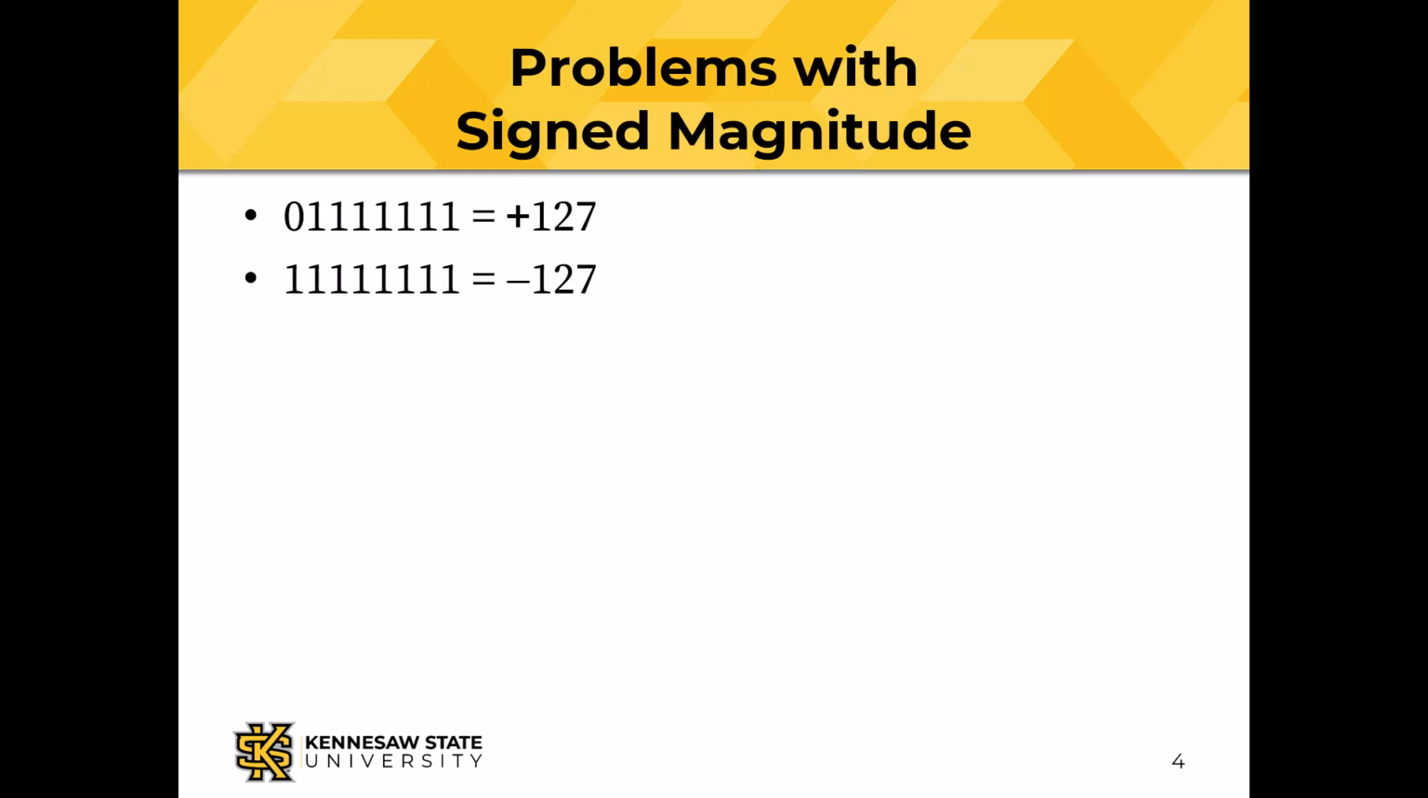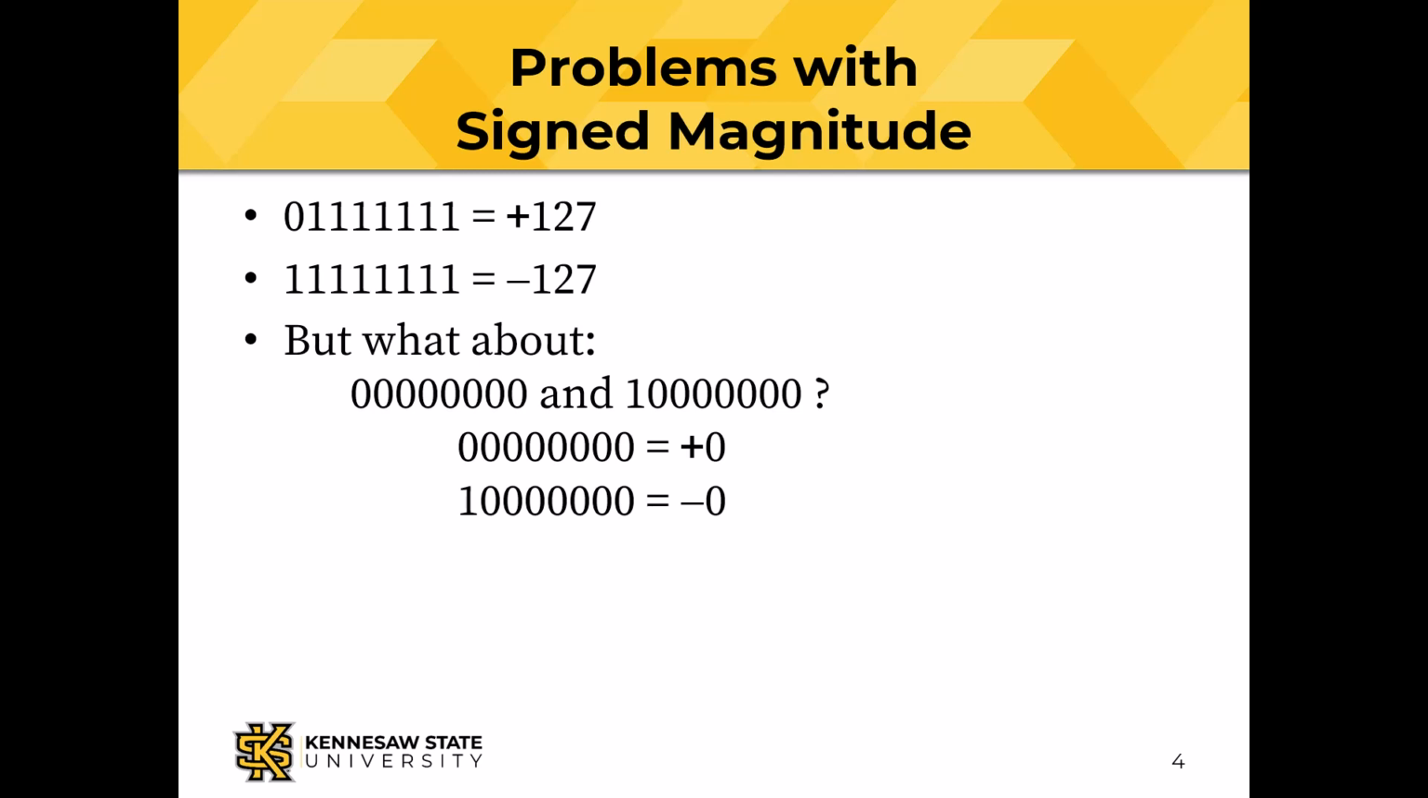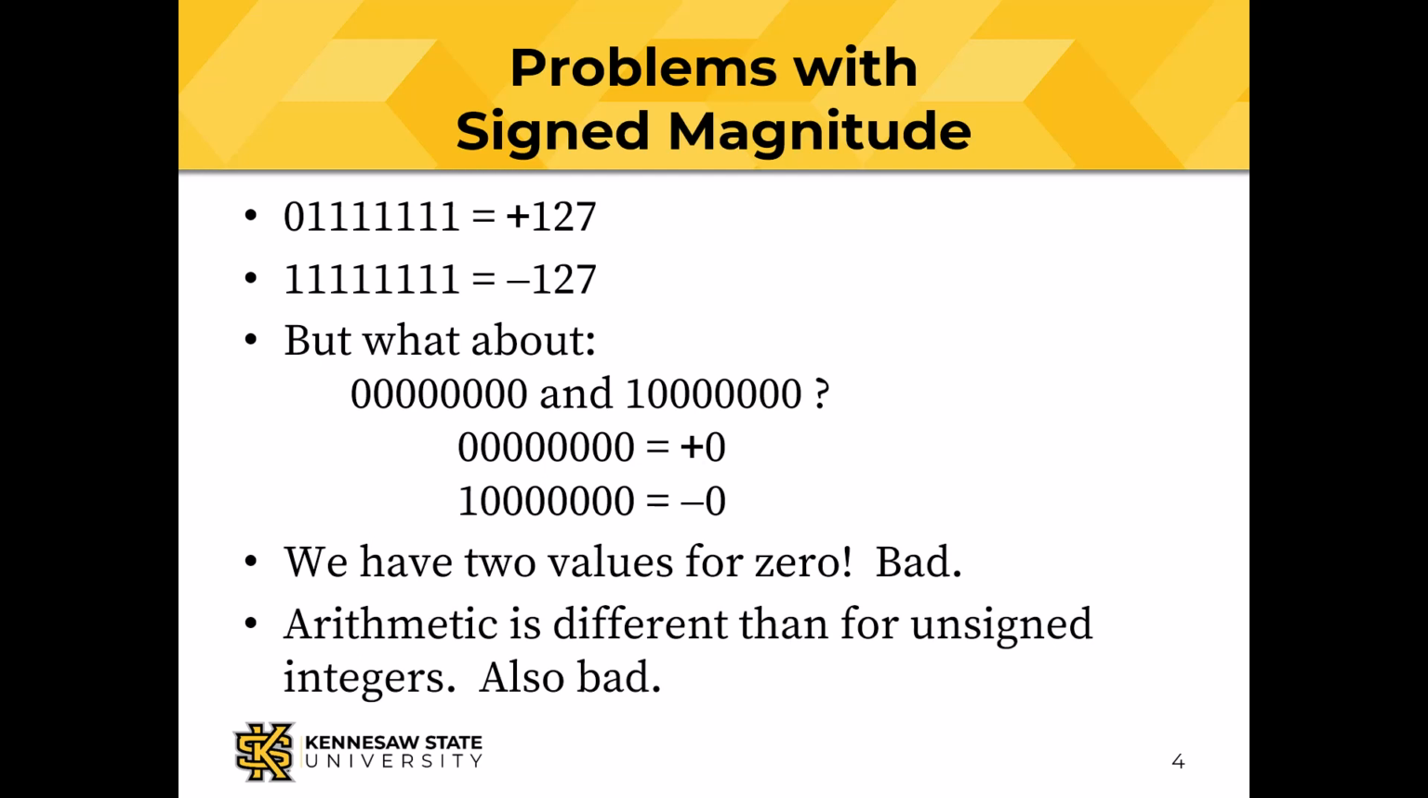There are a couple more problems with signed magnitude. If we have a 0 and 7 ones, that's a plus 127. A 1 and 7 ones, that's a minus 127. But what about 0 and 7 zeros and 1 and 7 zeros? The 0 and 7 zeros is a plus 0. The 1 and 7 zeros is a minus 0. We have 2 values for 0, and that's bad because we frequently compare to 0 in computer programming. Also, arithmetic on signed magnitude numbers is different than arithmetic for unsigned integers. That's also bad. We'd like for our arithmetic to stay the same.